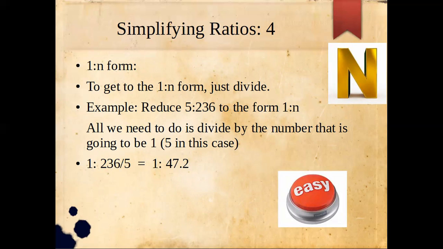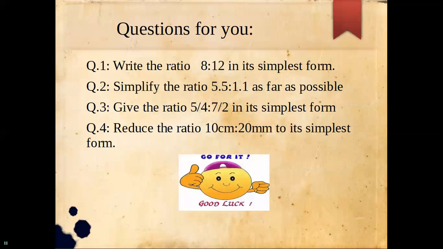So this is really simple. All you need to do is divide both sides by the number that's going to be 1. Okay, you may have to do some rounding here if you've got a long decimal, but it's quite simple here, just 47.2. So here's 4 questions for you to try, and the answers will be on the next slide. If you have any questions about how I got my answers, please just ask in the comments, but I'm not going to go through them in this video because that'll take a long time.